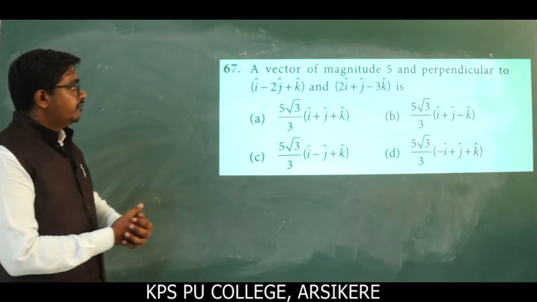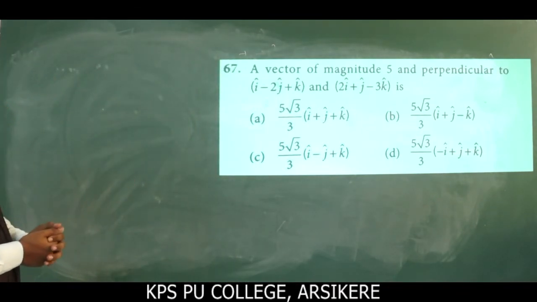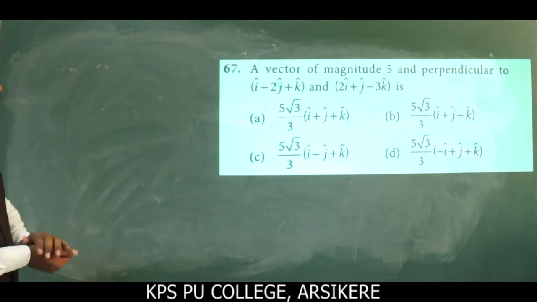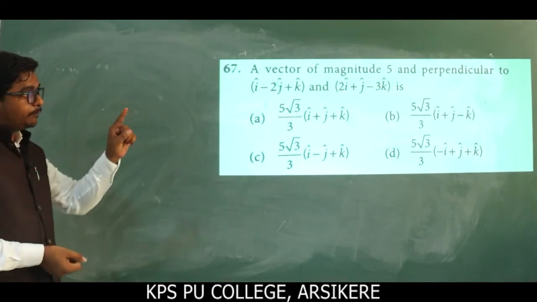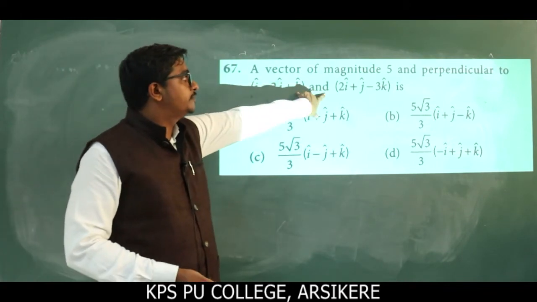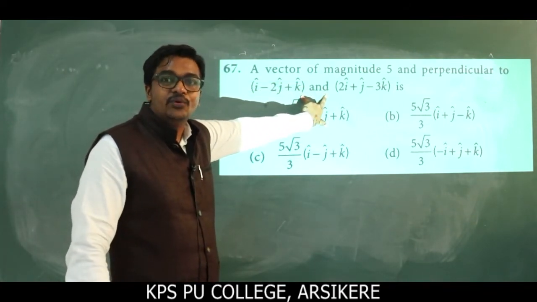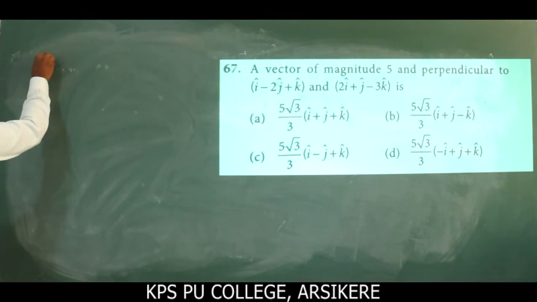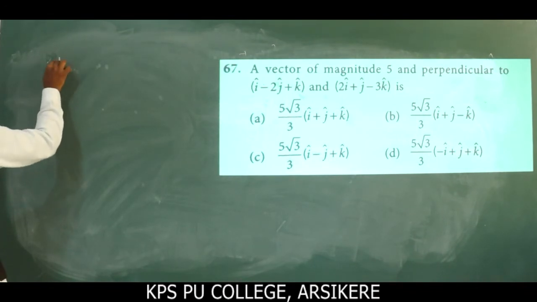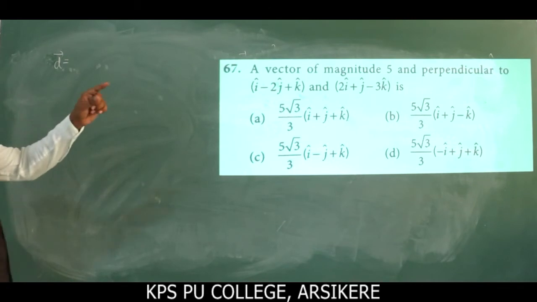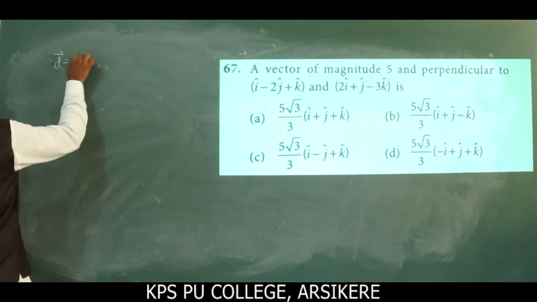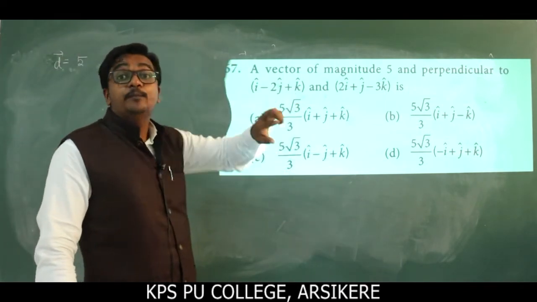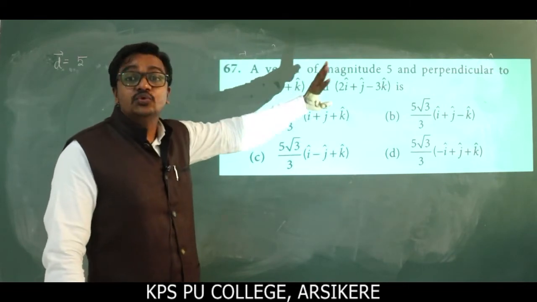Next question. A vector of magnitude 5 and perpendicular to i minus 2j plus k and 2i plus j minus 3k. The vector has magnitude 5 and is perpendicular to these two vectors. Understood, children? See, suppose the required vector is vector d. This is the required vector. They have already given the magnitude 5, and it is perpendicular to the direction of these two vectors.